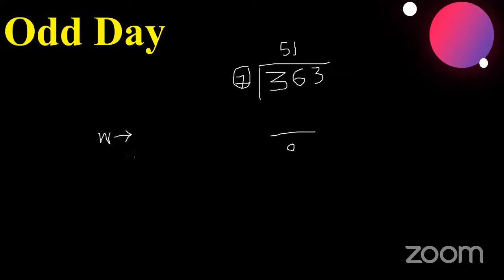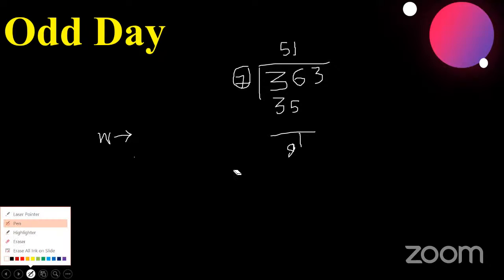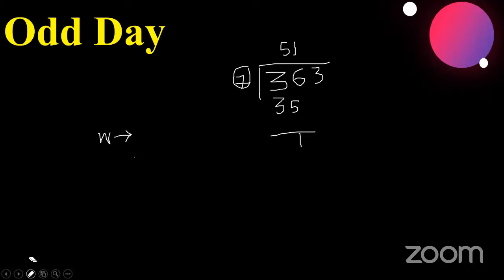So we'll solve it here itself, okay? 5 sevens are 35, so remaining 1. This is not there, so let's erase that. You'll be adding the 3 here. 1 seven is 7. So the remainder will be 6, right? So 51 weeks and 6 days, right? 51 weeks and 6 days.